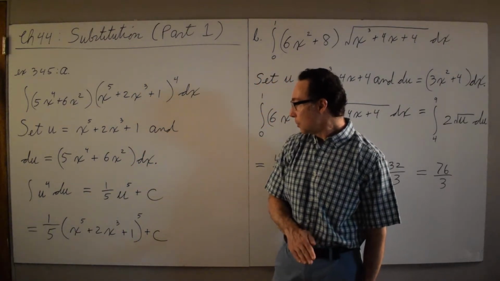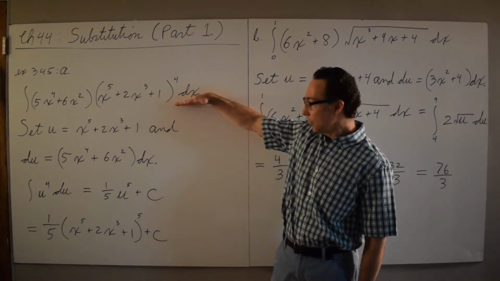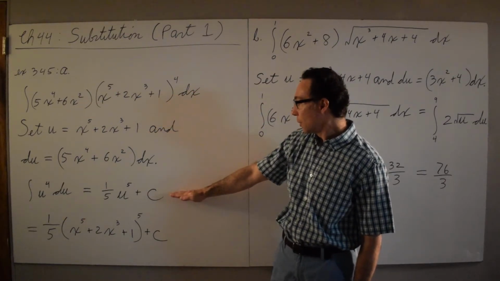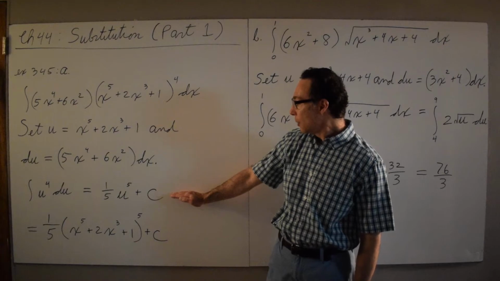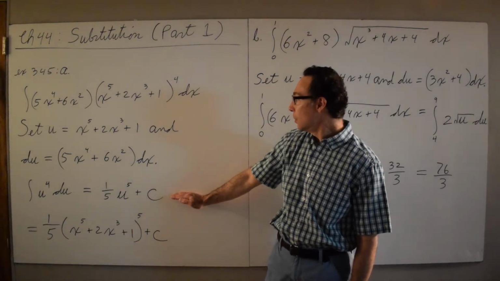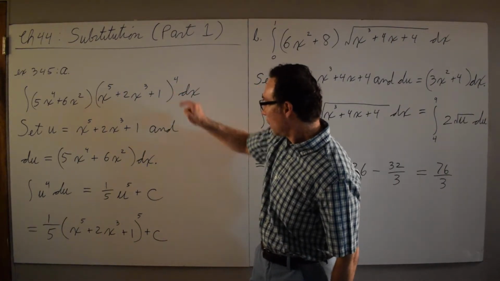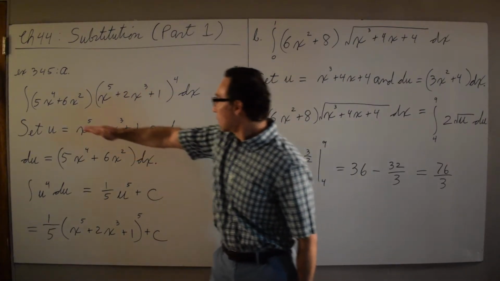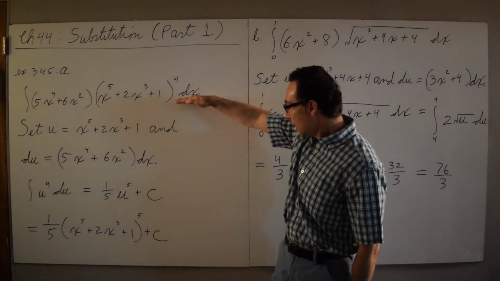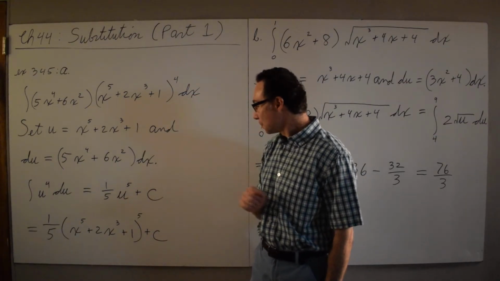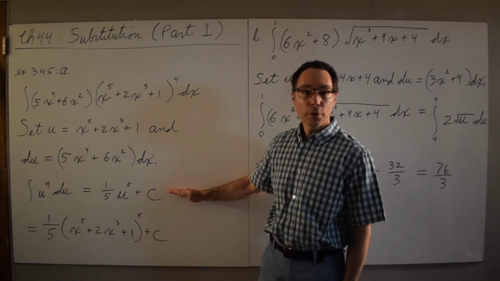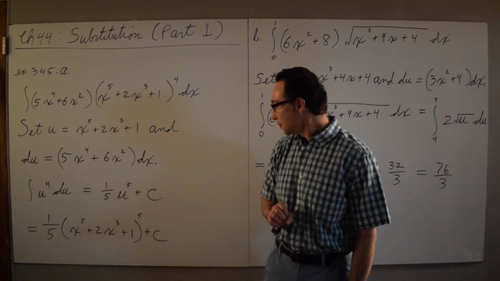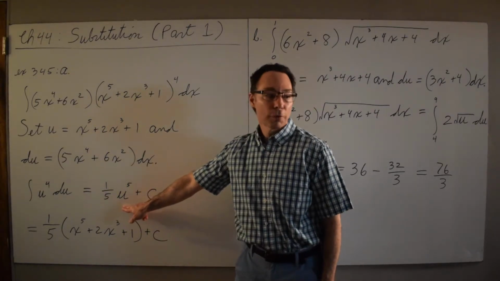And now we make our substitution. I did not rewrite the integral here to save board space, but this integral in terms of x is now equal to this integral in terms of u. And so this is just the integral of u to the fourth du. This is u to the fourth, and the du is 5x to the fourth plus 6x squared dx. So this term times dx is du. U to the fourth du is just a polynomial. We calculate the antiderivative. We have 1/5 u to the fifth plus c.